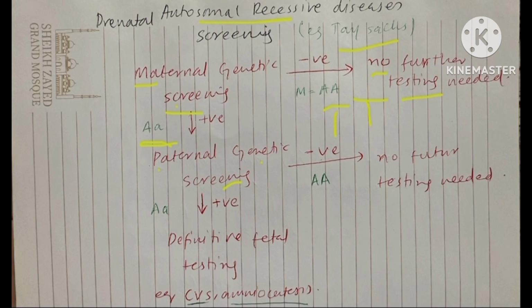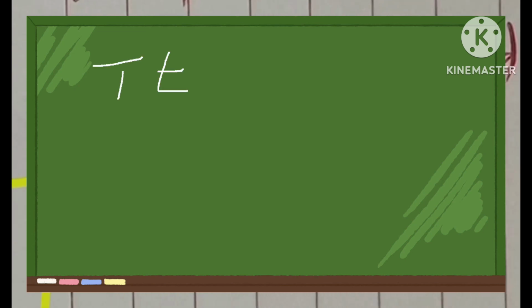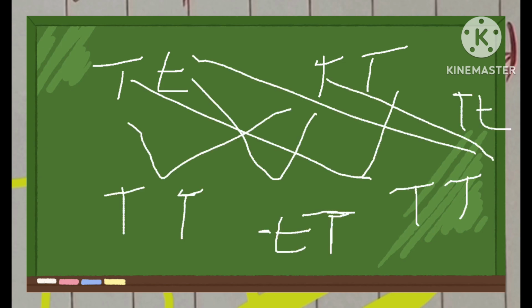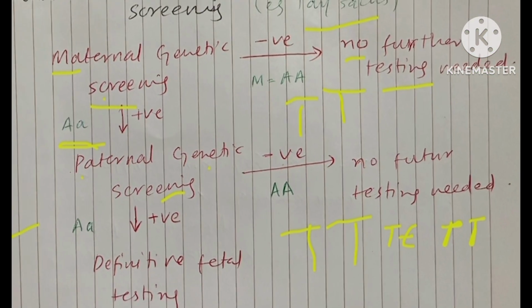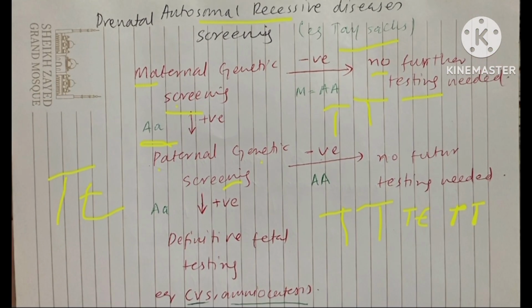If the father is not a carrier, so he has TT, even if the mother has Tt, then there are going to be no babies with Tay-Sachs. Why am I saying that? Because if you cross Tt with TT, you have TT and Tt, and TT and Tt. So you have a 50% chance of a normal baby and 50% of a carrier baby. You're not going to have a baby born with Tay-Sachs. So again, you do not do any further testing, because this baby is going to survive and there's going to be no problem for this baby.